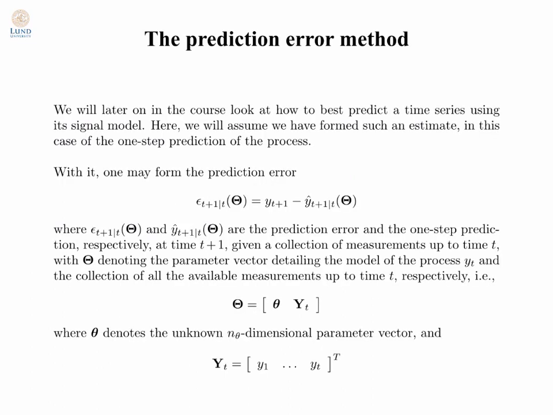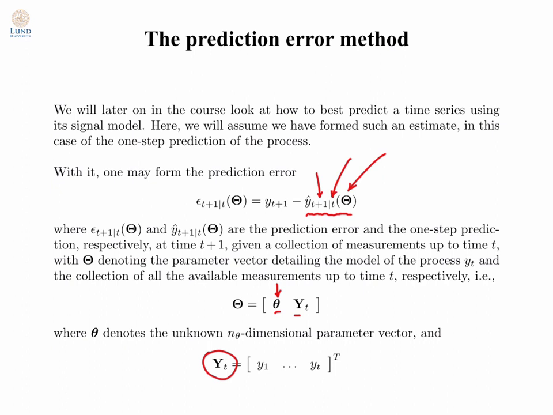The prediction error method builds on the principle that we are using a prediction of the future signal. So I assume that I have a way of predicting y of t at the next time instance. I assume that I have data up to y of t, that is I have a vector y1 up to yt, and then I'm trying to predict the value at y of t plus 1. And this I do using the unknown parameters here. So you see that my capital theta consists of both my unknown parameters as well as my data.